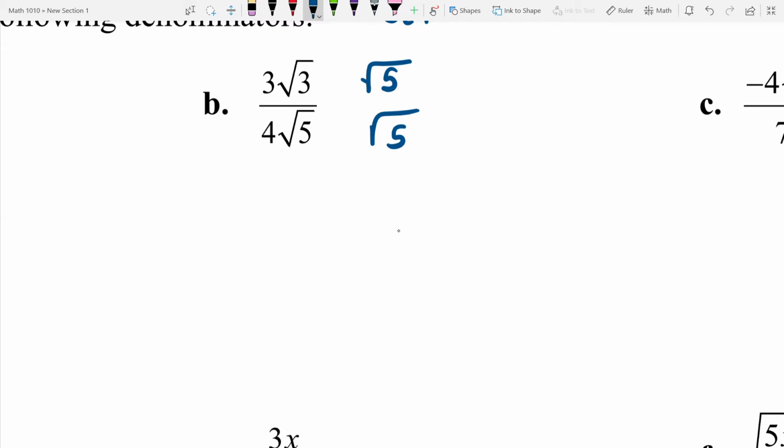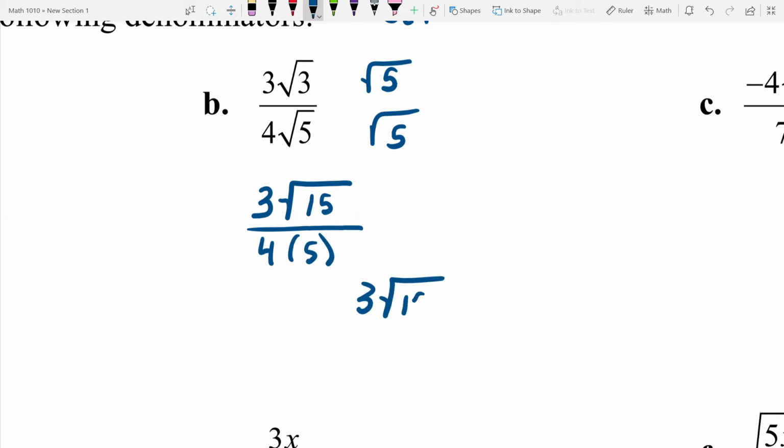On the top, you have a 3 on the outside, and on the inside, 3 times 5 is 15. The bottom's getting a little complicated. Look, on the outside, you have a 4. Everybody in the room, what is the square root of 5 times the square root of 5? 5. So do I put 4 plus 5? Is that what I do? What is it? 4 times 5. So your answer is 3 square root of 15 all over 20.